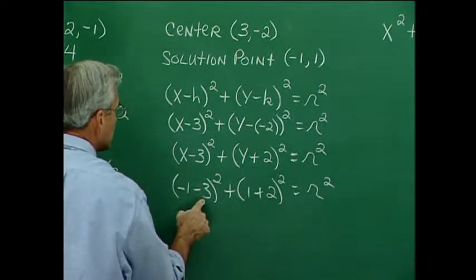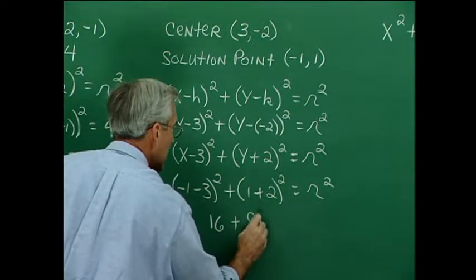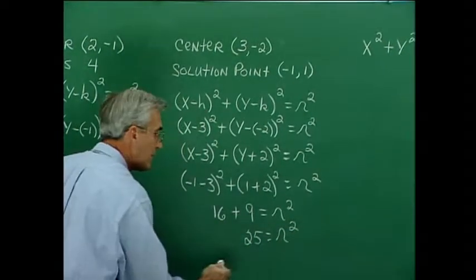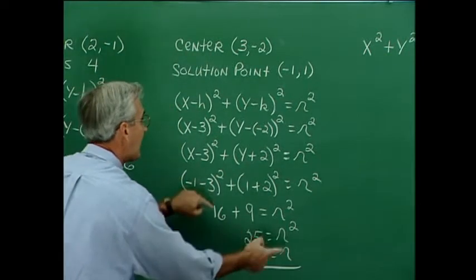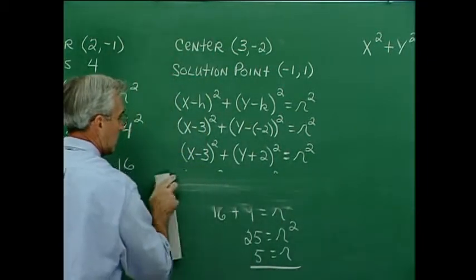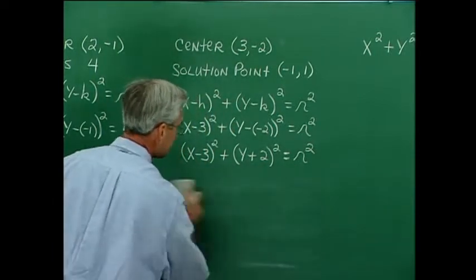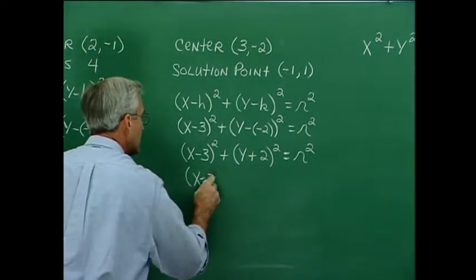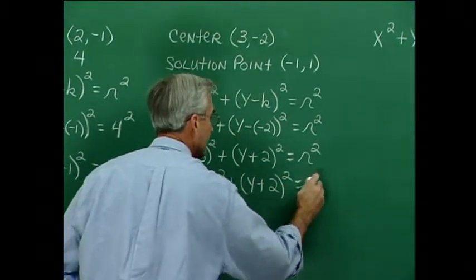All right, -1 minus 3, that's -4 squared is 16. 1 plus 2 is 3 squared is 9, is r squared, so 25 is r squared. R then is going to be 5. Now, if r is 5, we can put that information back into this form of our equation, and we've got the equation that we're looking for. And it's complete. I'm erasing this because I'm going to come down here with some more stuff in a second. But we have x minus 3 squared then plus y plus 2 squared is 5 squared. Okay.